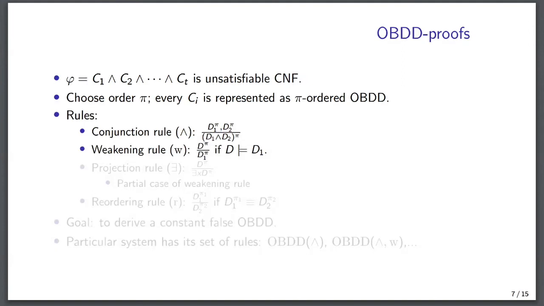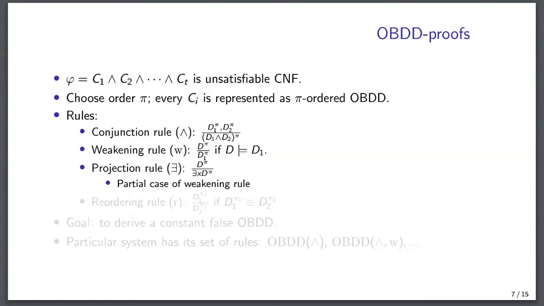The second rule is a very strong rule. For resolution, it was not so strong, but for OBDDs it is very strong. It's the weakening rule. We have an OBDD D, and we know that an OBDD D1 is semantically implied by D, and then we can derive D1. The next rule is the projection rule. We have an OBDD D and some variable x. We can derive the OBDD for the function exists x D. And it's easy to see that the projection rule is a partial case of the weakening rule.